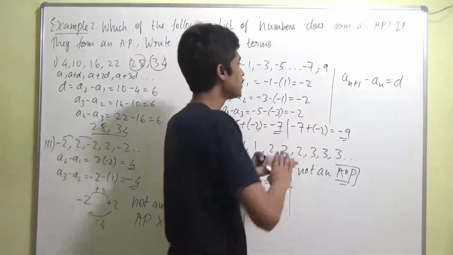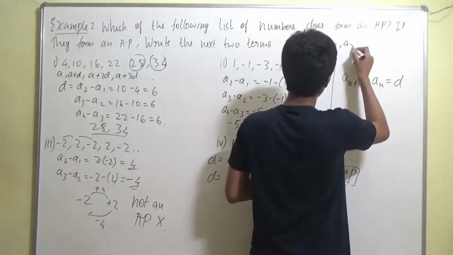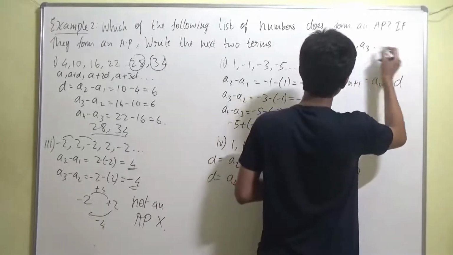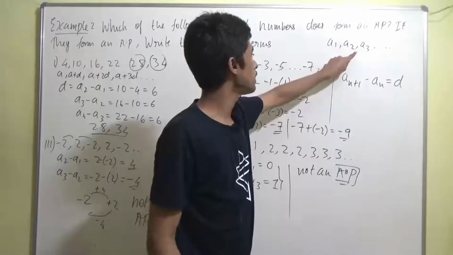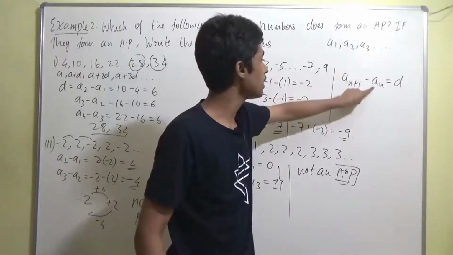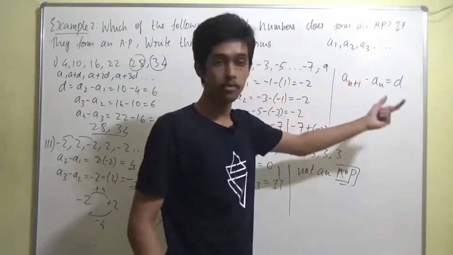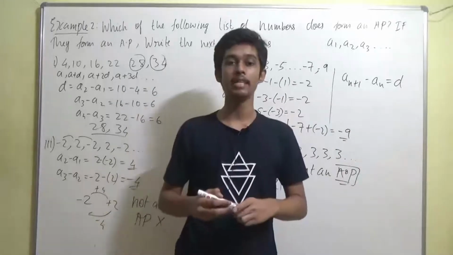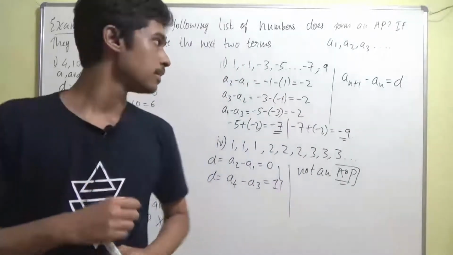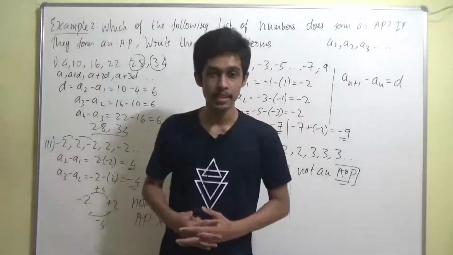What does this mean? For example, if A1, A2, A3 and so on are there, what is n plus 1? If you put n as 2, you will get the A3 term. So A3 minus A2 should give you D. For any term, it should give you the same common difference. Only then will you call the sequence an AP. That's the key point to take from this lecture, guys.